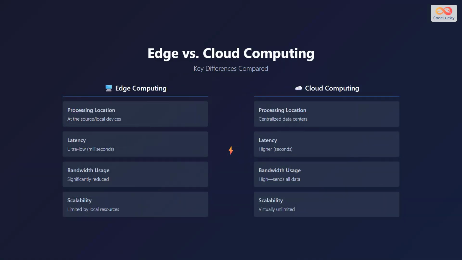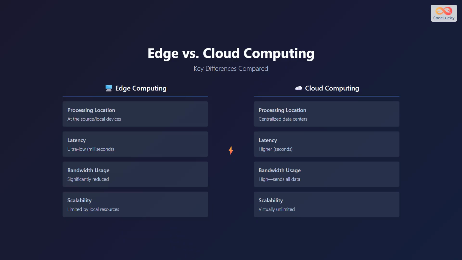Let's compare edge computing with cloud computing to understand when to use each approach. Processing location differs. Edge computing processes data at the source or locally, while cloud computing processes everything in centralized data centers. Latency varies significantly. Edge computing delivers ultra-low latency, measured in milliseconds, because data barely travels. Cloud computing has higher latency because information must travel to distant servers and back.